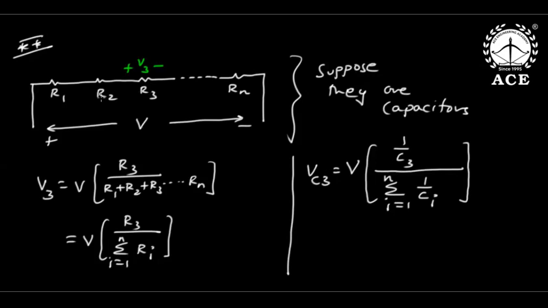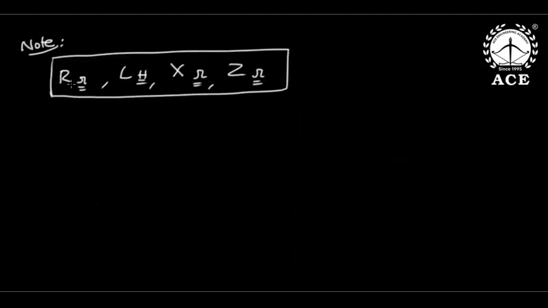Now I want to write a note: the formulas for resistance, inductance, reactance, and impedance are like one set. These are all proportional, because V equals IR, V equals L dI by dt, for reactance V equals plus jX into I, and for impedance V is Z into I. Reactance and impedance will come in AC steady state, but for now only remember these relations.